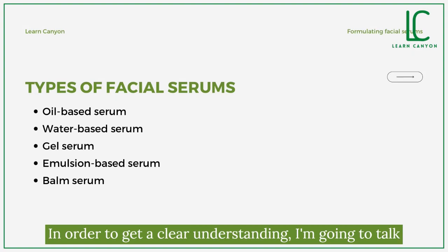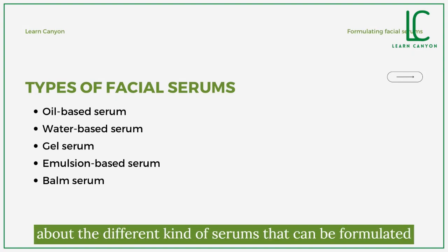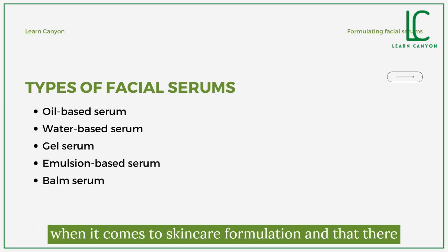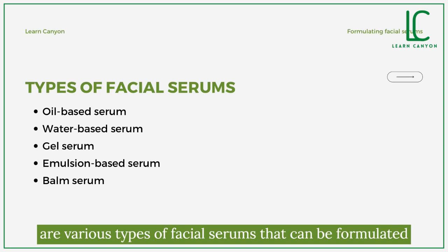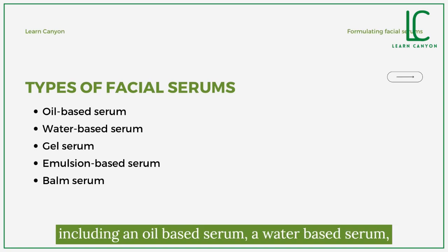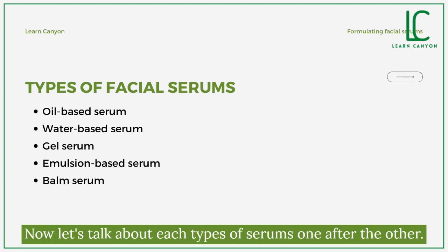In order to get a clear understanding, I'm going to talk about the different kinds of serums that can be formulated when it comes to skincare formulation. There are various types of facial serums that can be formulated, including an oil-based serum, a water-based serum, a gel serum, an emulsion serum, and a balm serum. Now let's talk about each type of serum one after the other.